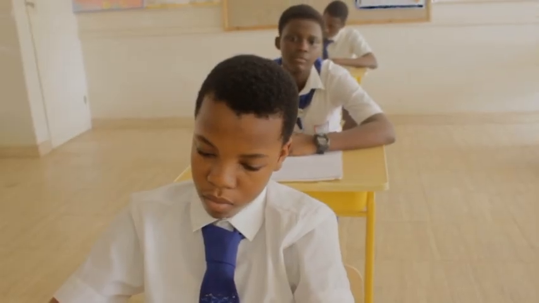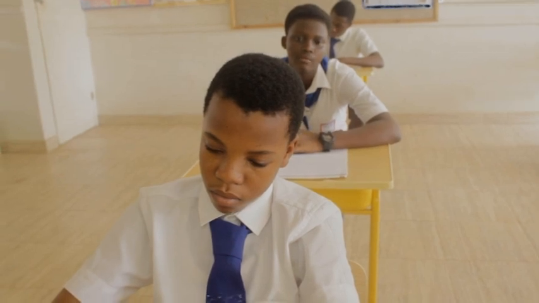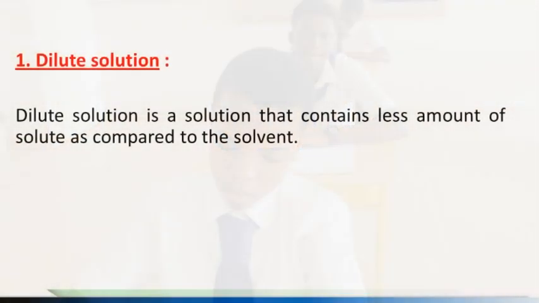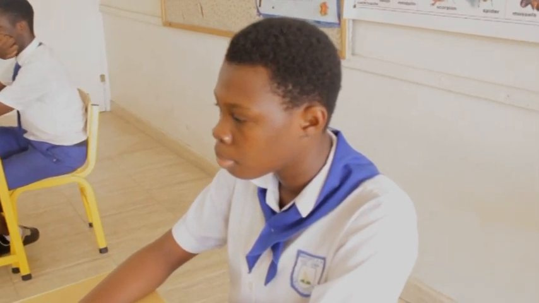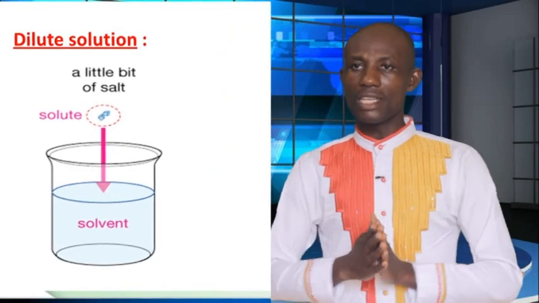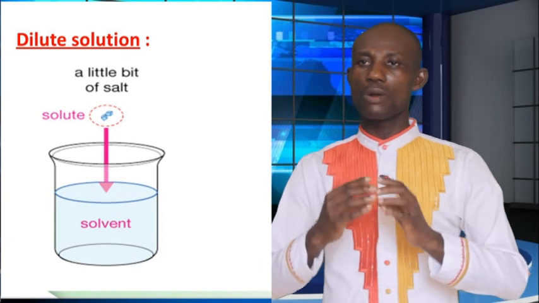Now, what is a dilute solution? A dilute solution is a solution that contains less amount of solute as compared to the solvent. So here you prepare a solution, you take a large amount of solvent and a small amount of solute, then you have what we call a dilute solution. It is called dilute solution because the liquid part is greater than the solute part.